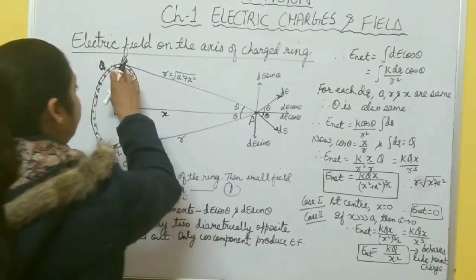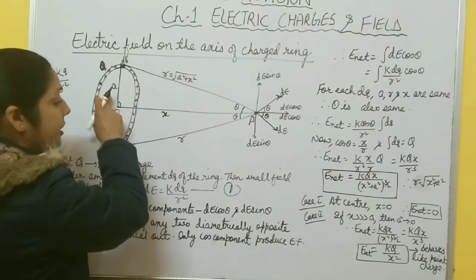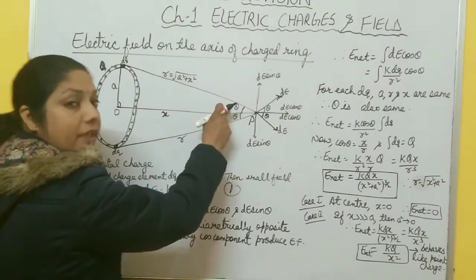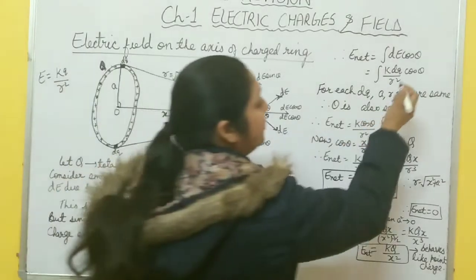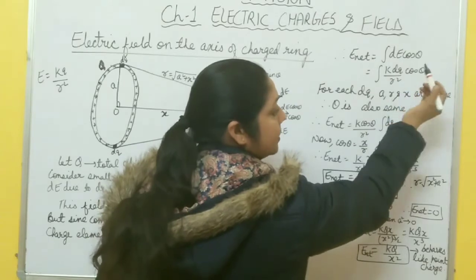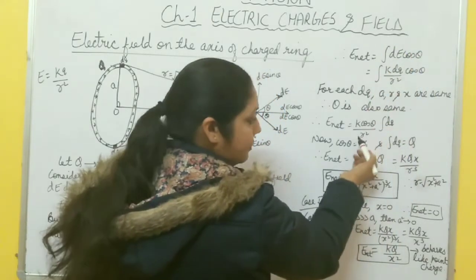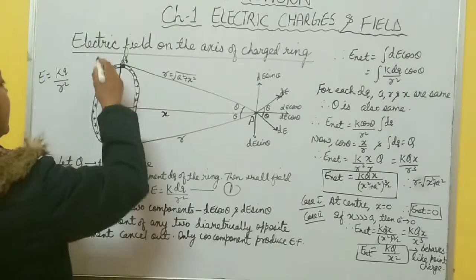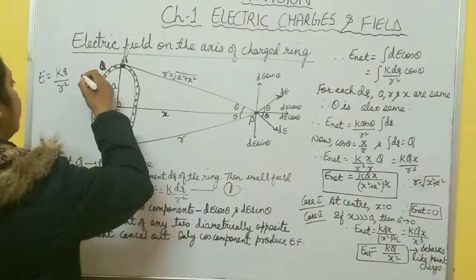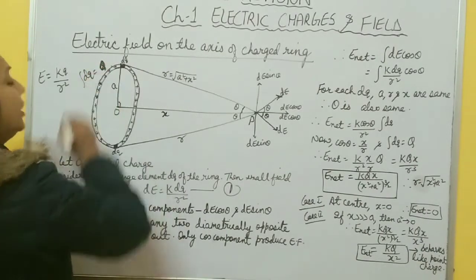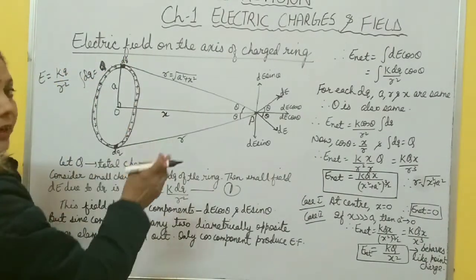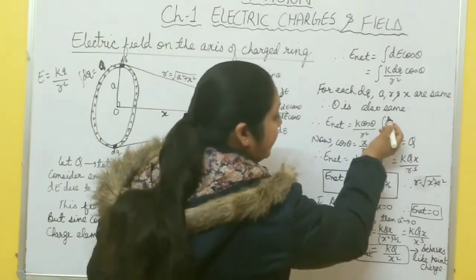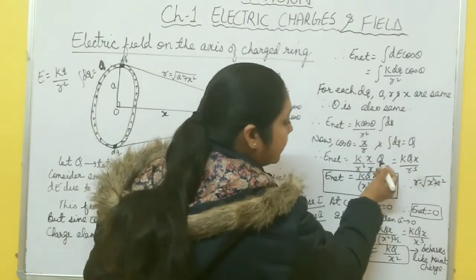For each charge element, a is constant, x is constant and r is also constant. If these three are constant, it means theta is also constant. So k is constant, r is constant, cos theta is constant. You take these outside, and inside only the integration of dq is left, and you know the total charge over this ring is q. If you add all the small dq, the total charge becomes capital Q. So in place of the integration of dq, you put q.